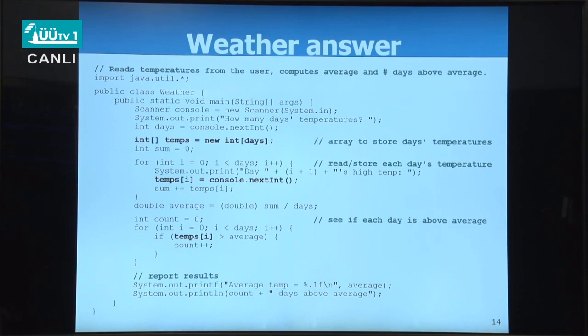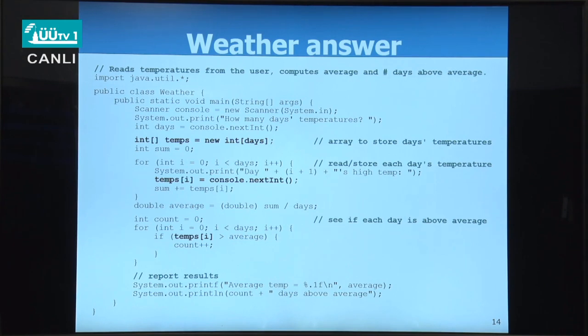As i is starting from 0, we wouldn't like our program to say please enter day 0's high temperature, but we would like our program to say day 1's temperature. That's why we have i plus 1. Okay, we simply shifted the indexing to actual day numbers.